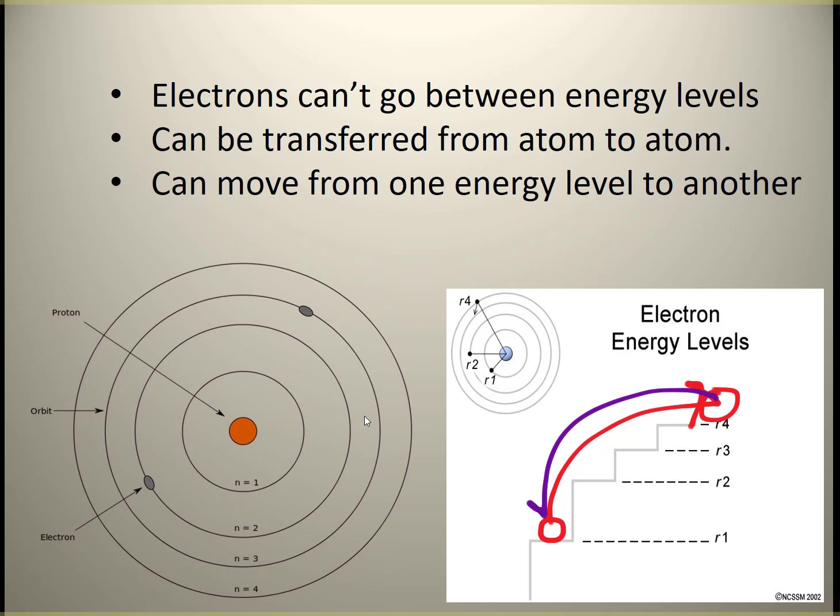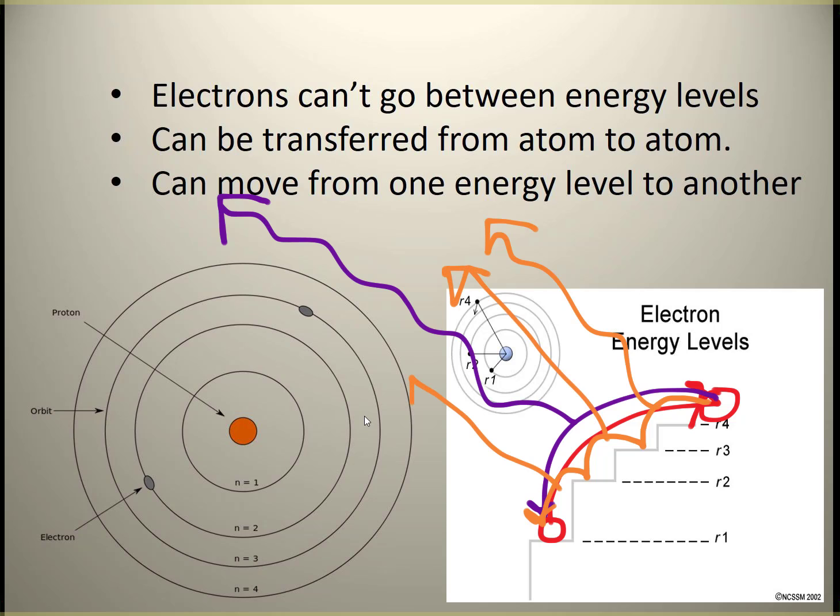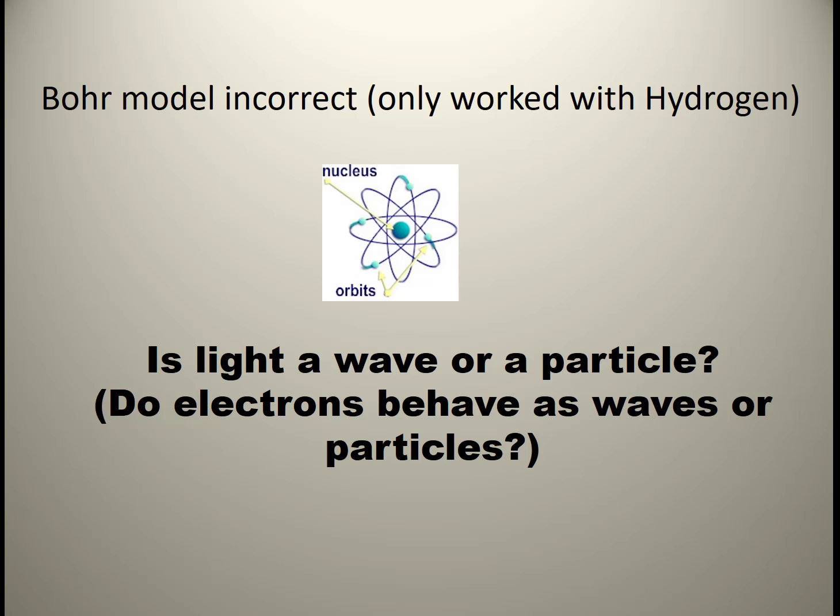If it does that, you're going to see a shorter wavelength of light. If it releases it step by step, then you're going to see a longer wavelength of light emitted. As I said before, the Bohr model is incorrect.